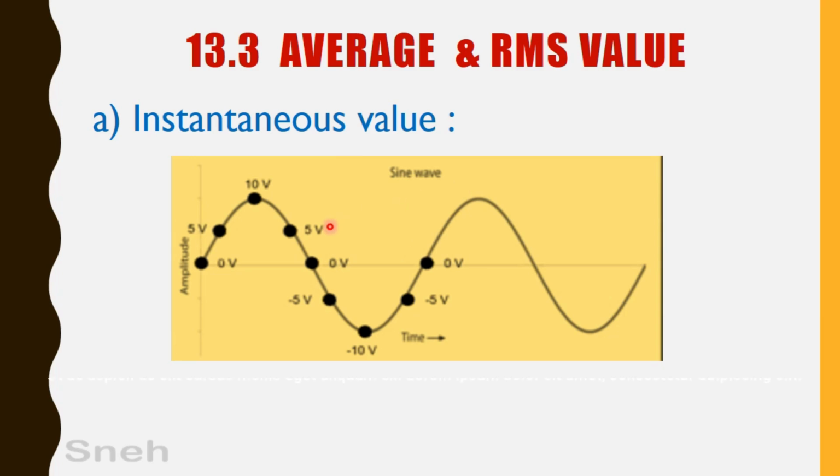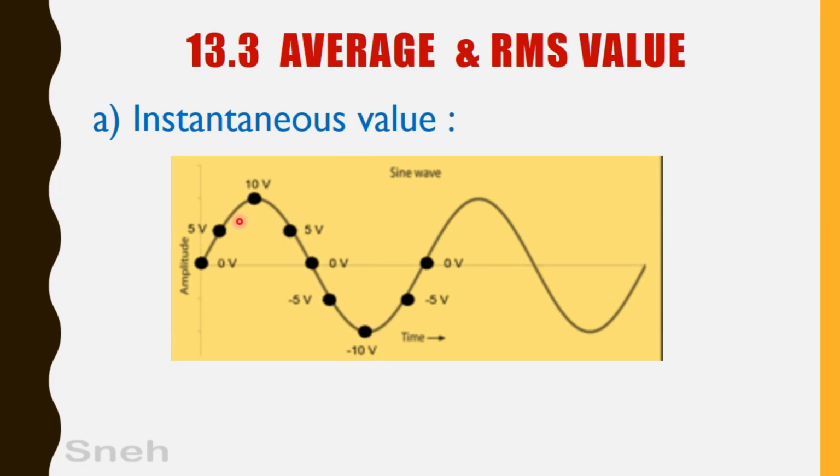Now here we can see that at different points, different values are given. At this certain point, how much is the value of EMF? That is 5 volt. Here it is 10 volt, again 5 volt, but at this point it is minus 10 volt. Now I can see the peak value here. On the positive side plus 10 volt, on the negative side minus 10 volt. So the peak value on either side is always the same.